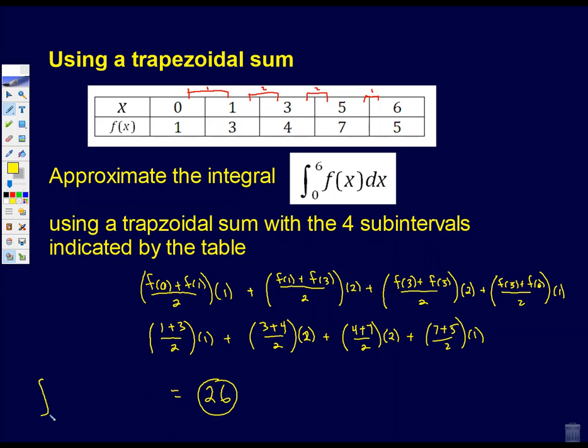So the integral from 0 to 6 of this mystery function is approximately equal to 26. We have no guarantee at all of any exact value of this integral because I don't know the expression for f of x, and we found this estimation with the trapezoid method.